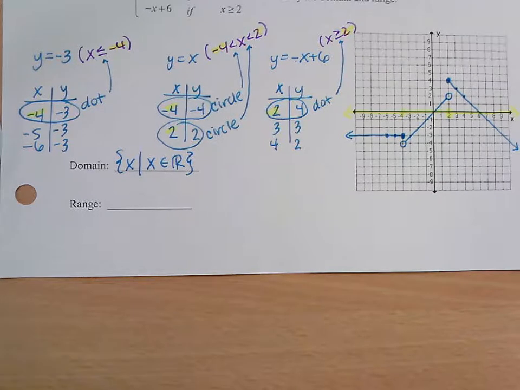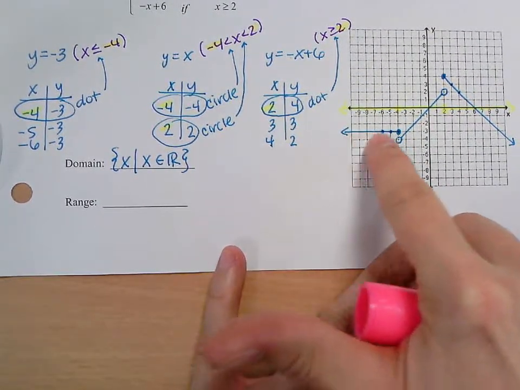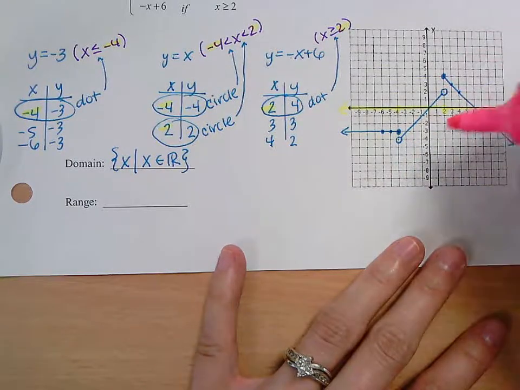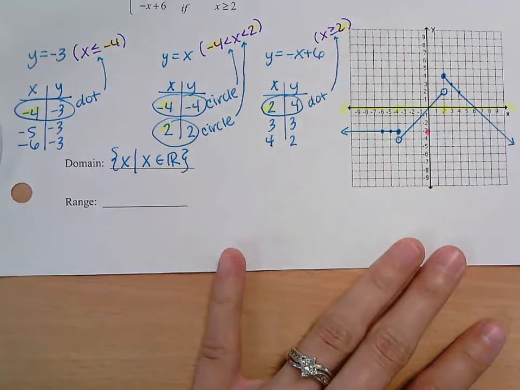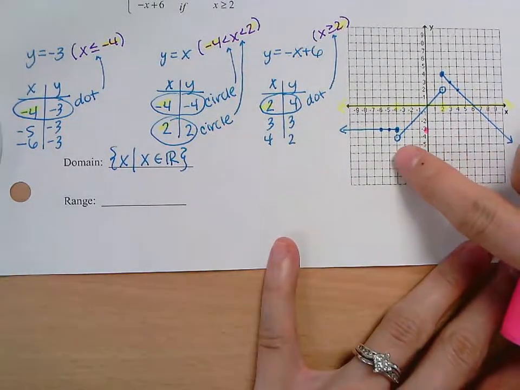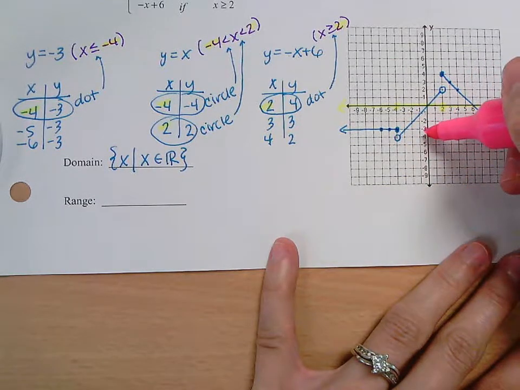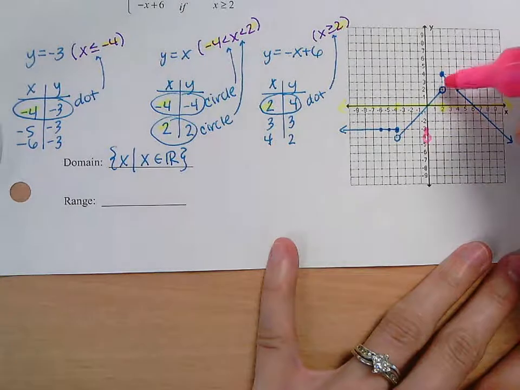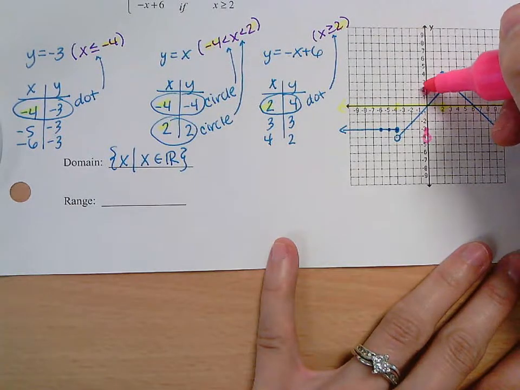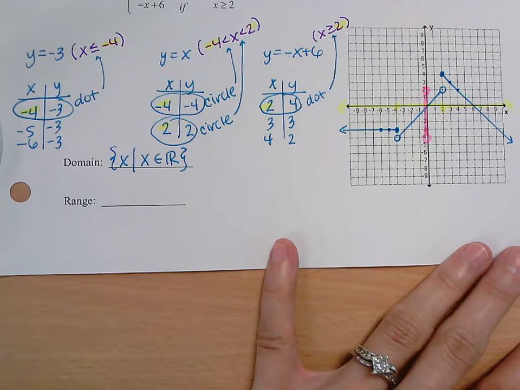And then range, I'll start with my leftmost piece. So this horizontal ray here, if I bring that over to the y-axis, it is only at the y value -3. So the range for that piece is just the number -3. For the middle piece, the segment, that would be a y value of -4, but it's not included, up to a y value of 2, that's also not included, but it does include everything in between. So right now we have everything from -4 up to 2.